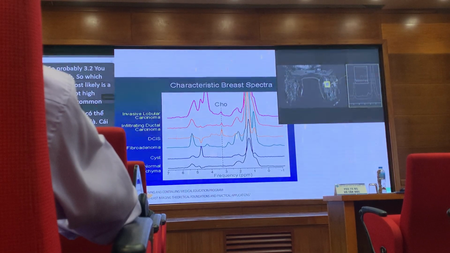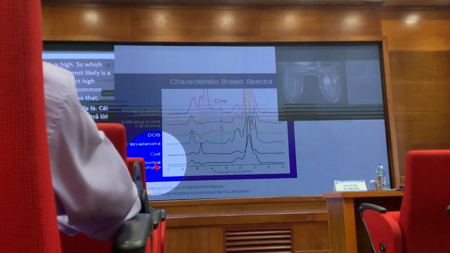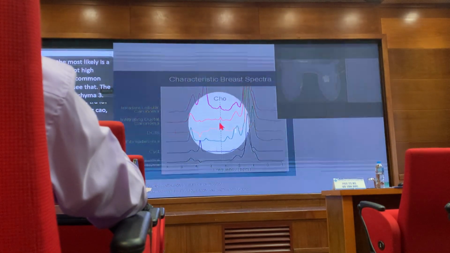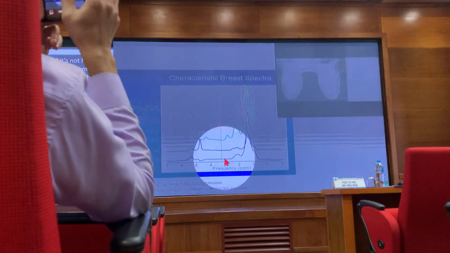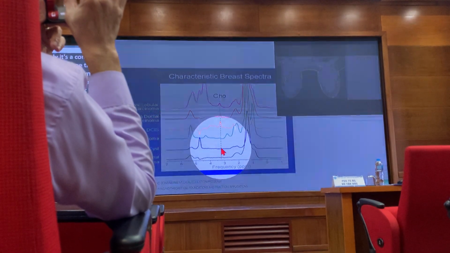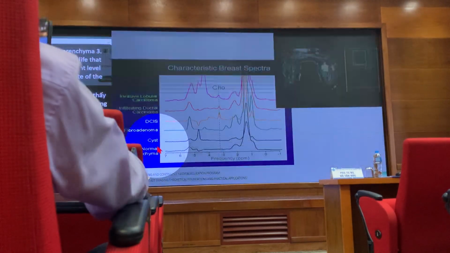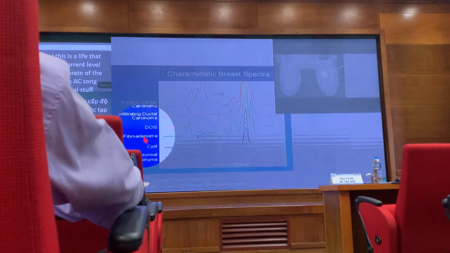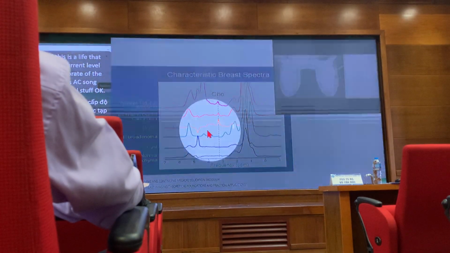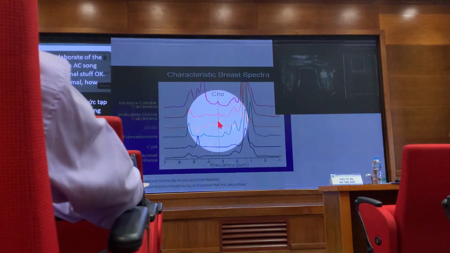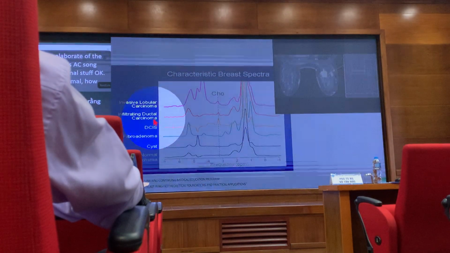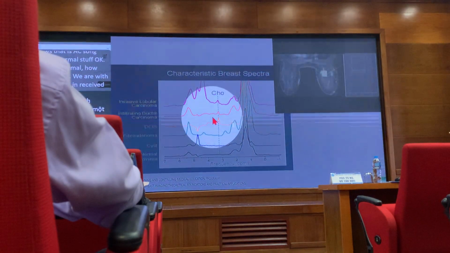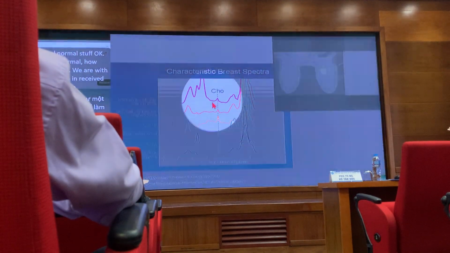From here you can see the cyst and the normal parenchyma; 3.2 is this level. This is the line where we see the choline level. This one has no elevation of the choline, so it shows that it's a cyst or normal parenchyma, normal cell. As well as the fibroadenoma. DCIS you can see is already elevated. Infiltrating ductal carcinoma and invasive lobular carcinoma also show an increased choline level.